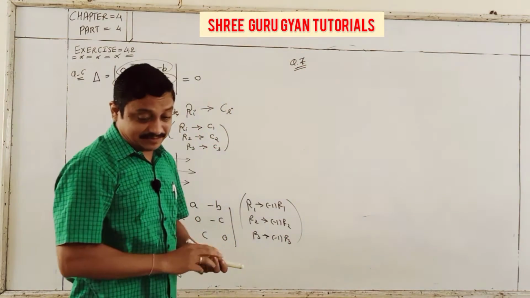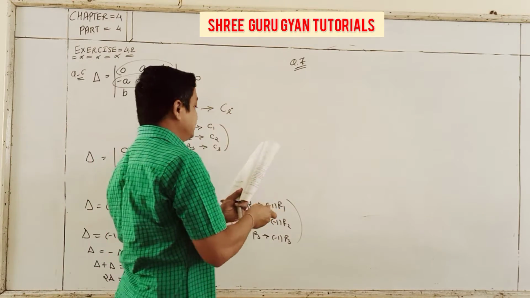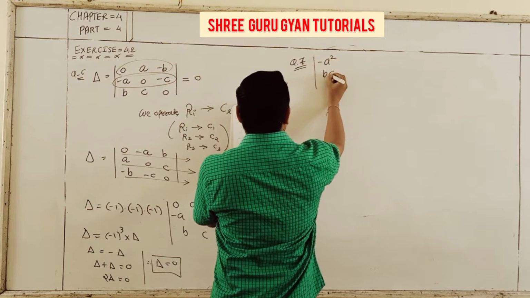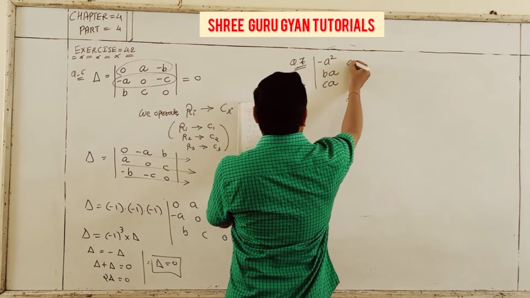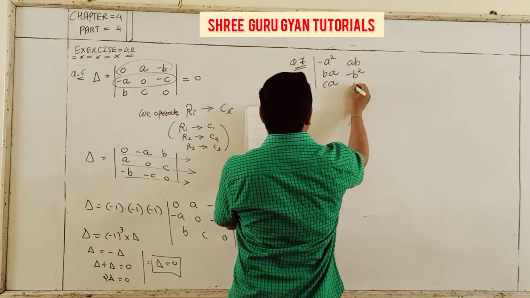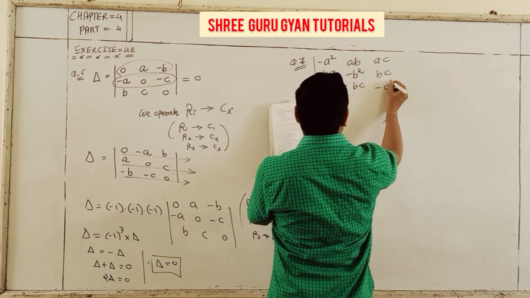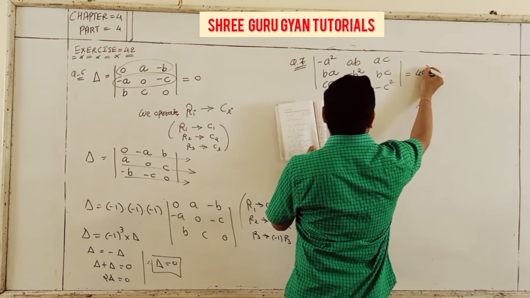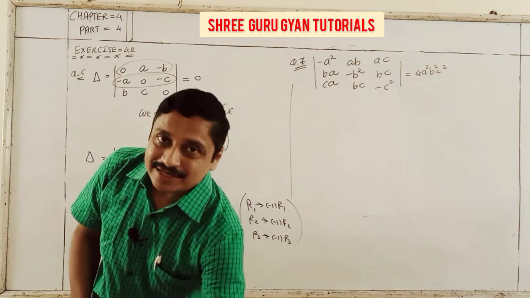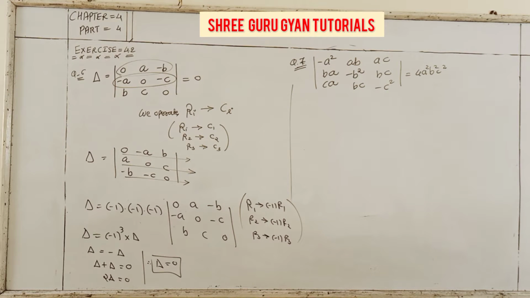Now the seventh sum. In the seventh one, also prove the determinant of minus a square, ba, ca; ab, minus b square, bc; and next one ac, bc, minus c square, equals 4 times a square b square c square. In this sum also, students, I will take just common and decide my further solution.